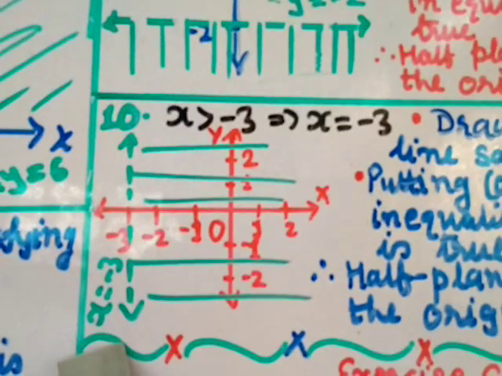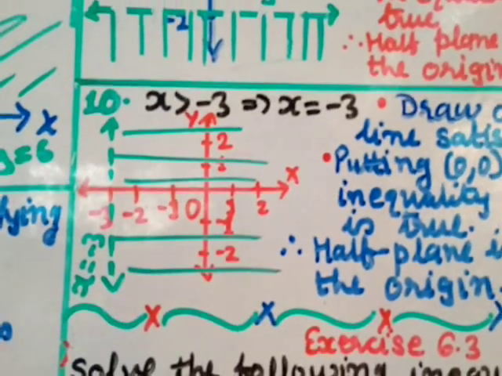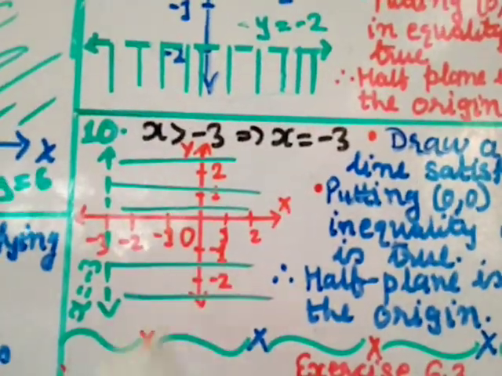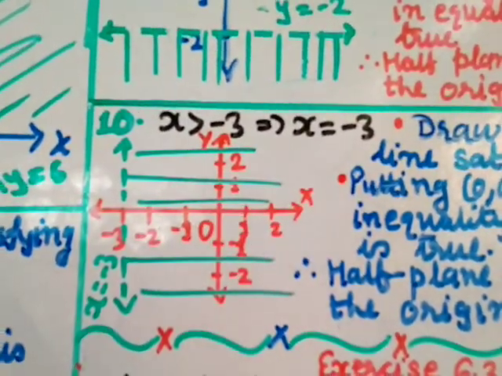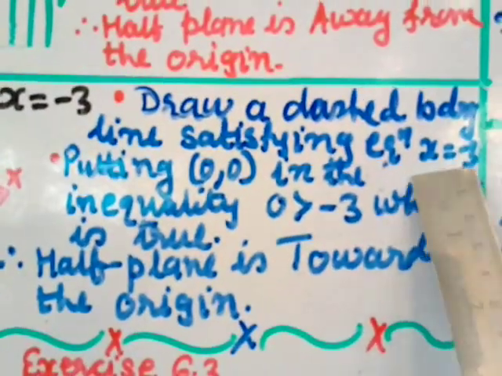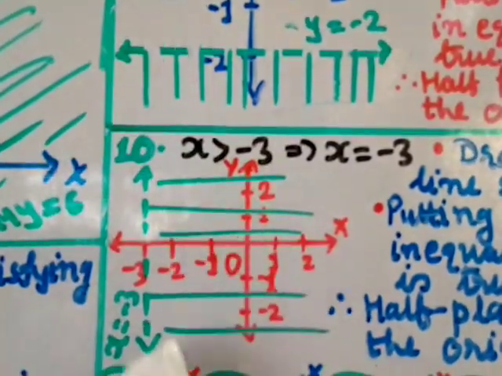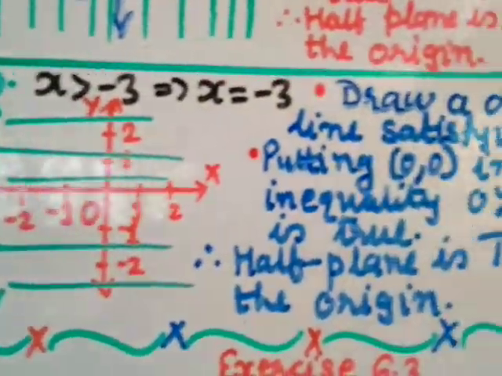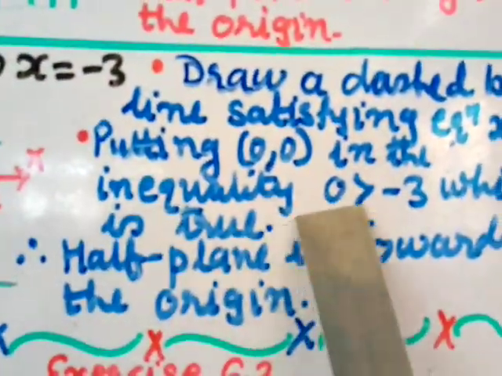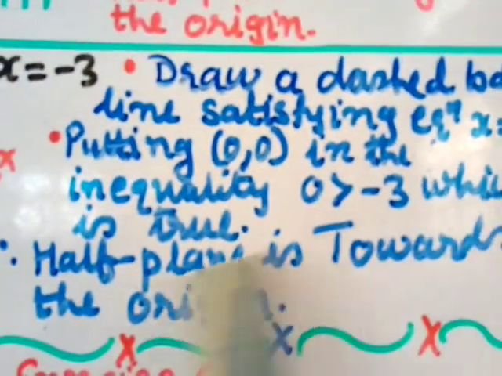Now let us check which is the solution region, this side or that side, whether it includes 0, 0 or not. Draw a dashed boundary line satisfying the equation x equal to minus 3. Here x is strictly greater than minus 3, therefore you have to draw a dashed line. Putting 0, 0 in the inequality, 0 greater than minus 3, which is true, right?